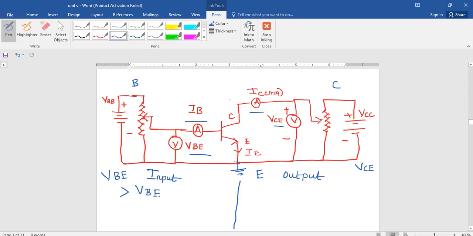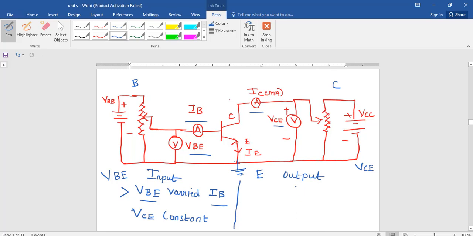Input characteristics is obtained by varying VBE, and the IB is noted down. This is your input parameter. In the circuit diagram, VBE is input and IB is input. VBE is varied and for that corresponding IB is noted down. During this process, VCE is constant. Now the graph drawn between VBE and IB is called input characteristics.